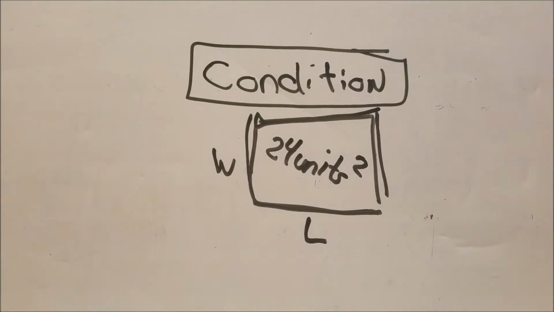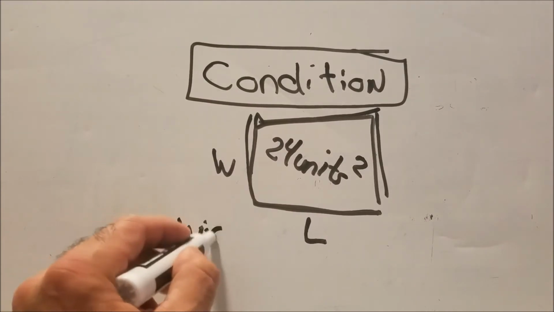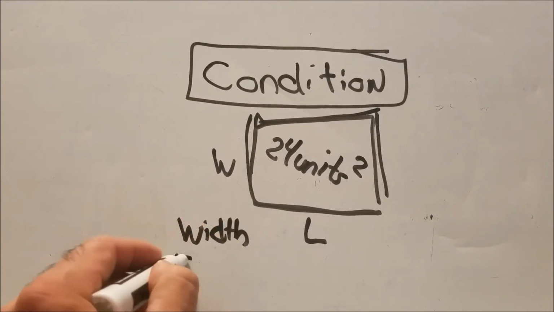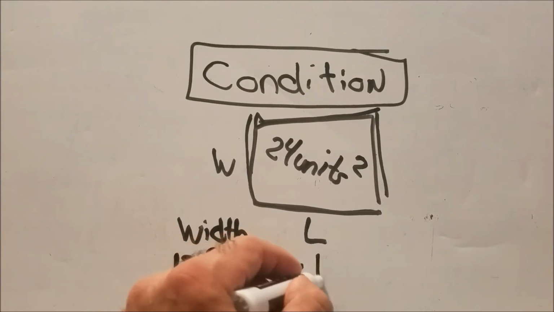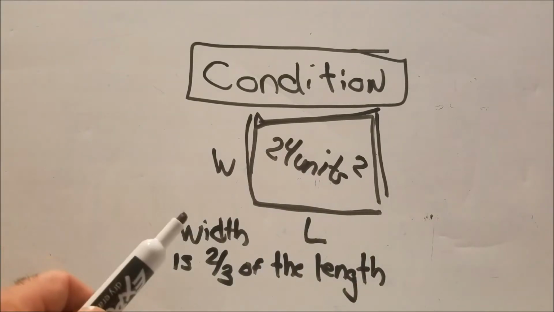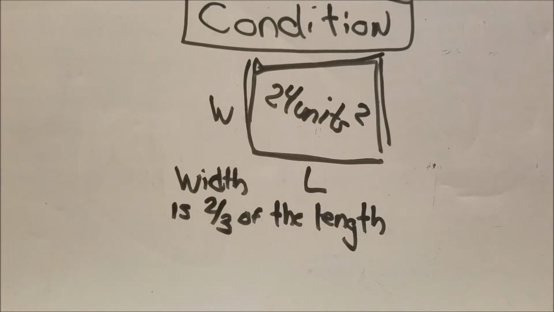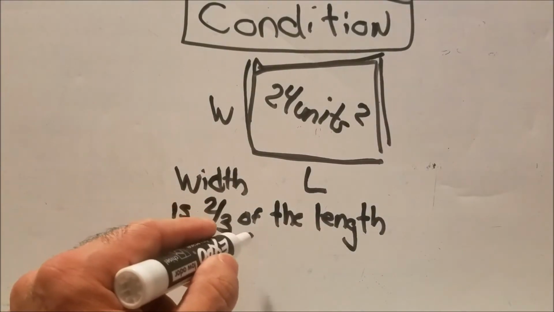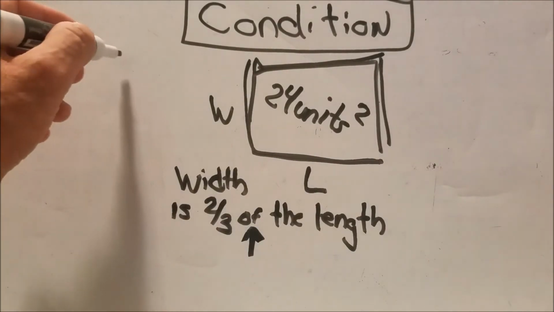So let's just say that the width is 2/3 of the length. That means the width is smaller. It's 2/3 of whatever the length is. Now remember, of is multiplication for this condition. So let's first make our factors. Let's put our factors of 24 here.